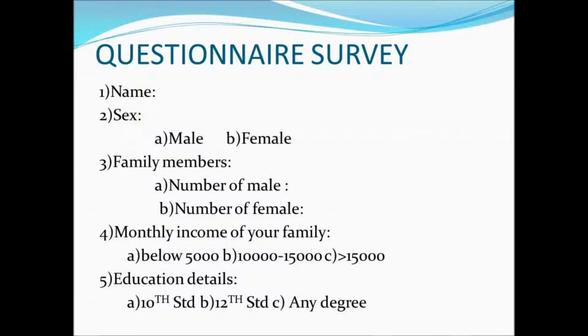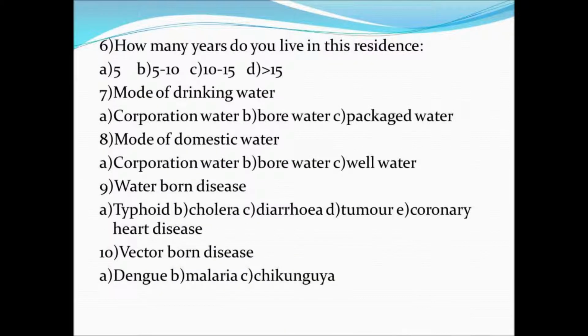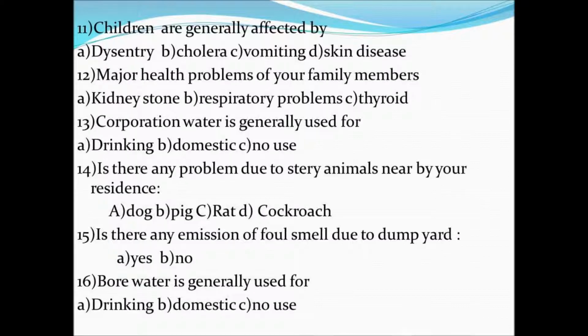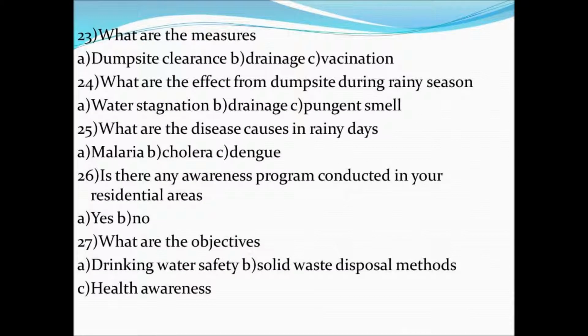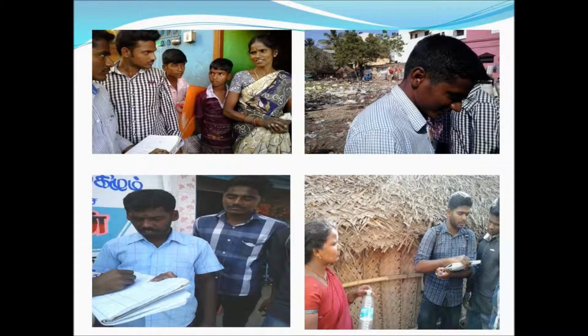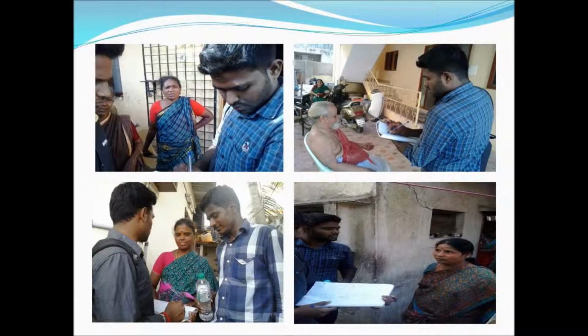For the questionnaire survey, we framed a set of questions and asked the people to fill them in. It includes 27 questions, from which we collected the health status of the area, where people are suffering from serious illness. These are the questions, and these are the photos of our questionnaire survey. We went to this area and collected responses from people.